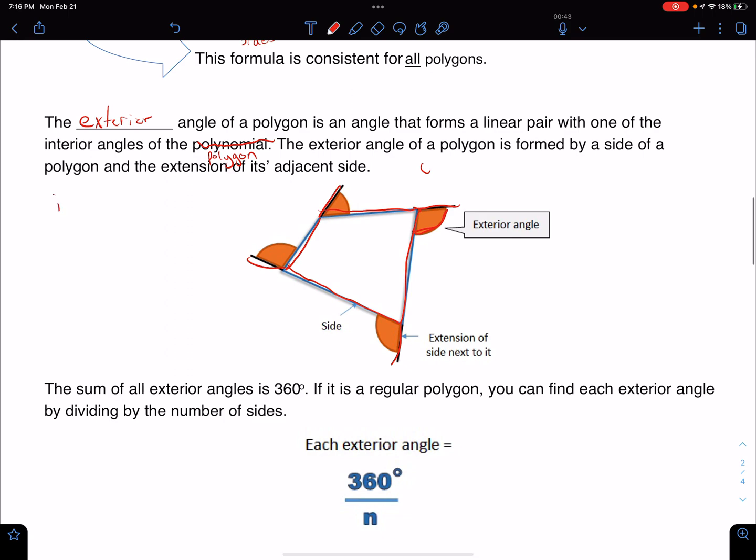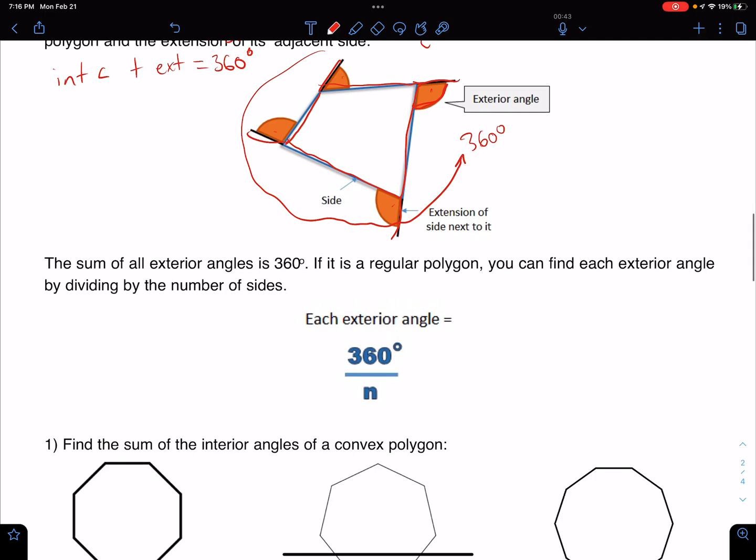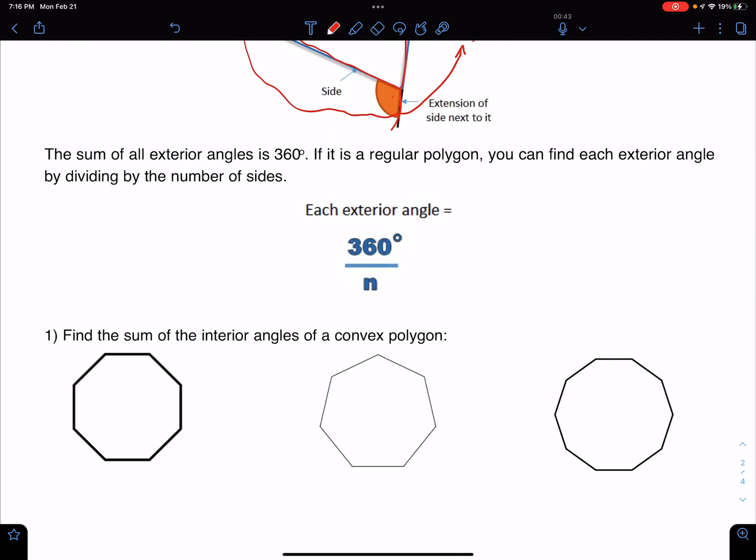Okay, here's something important to know. The interior angle plus the exterior angle is equal to 360? No, they form a linear pair. So all of the exterior angles added together around the polygon are 360 degrees. The sum of all exterior angles is 360 degrees. I don't care what size of polygon it is. It could be a quadrilateral or a polygon with 100 million sides. They're always going to add to 360. So if I want to find one of these exterior angles, I say 360 divided by the number of sides.